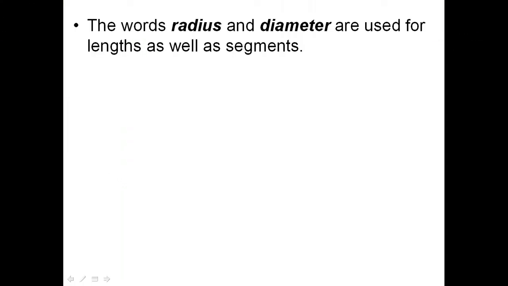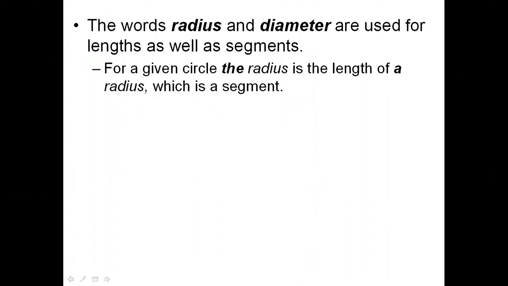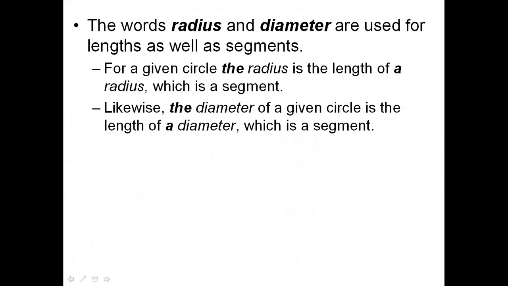The words radius and diameter are used for lengths as well as segments. When I say the radius, I'm talking about the length of a radius. Remember, there are a lot of radiuses in a circle, but if I ask you for the radius, I'm wanting to know how long one of those is, which would be true of all of them. Likewise, the diameter of a circle is the length of a diameter. Remember, there are several diameters, so if I find the length of one of them, I have found the diameter.